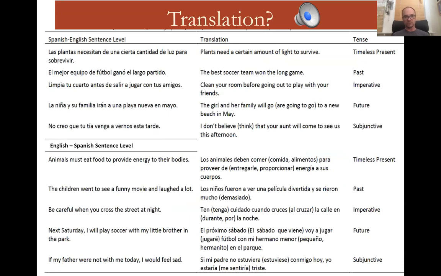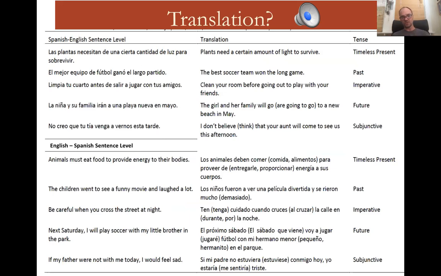And here you have the actual assessment that we gave to kids. You just look on the left-hand side. Those are the items that the students looked at. So, Spanish-English sentence level. Las plantas necesitan de una cierta cantidad de luz para sobrevivir. Students see that sentence, and their job is to translate that to English. Similarly, on the other side of the page, there's a list of English sentences. Animals must eat food to provide energy to their bodies.